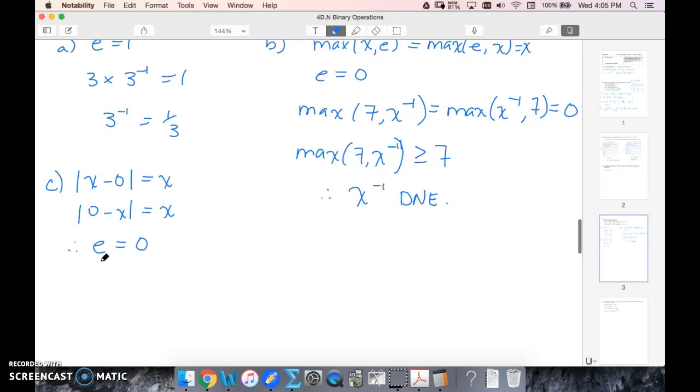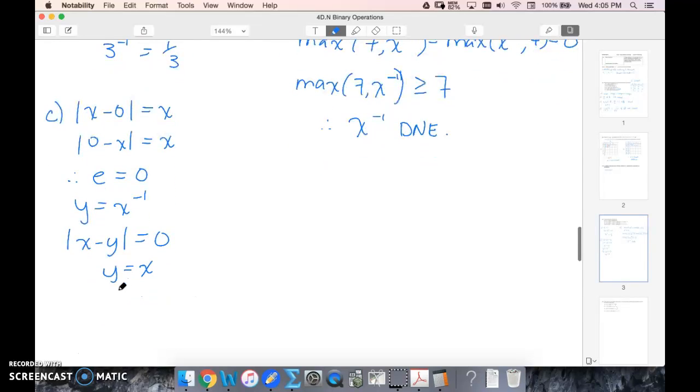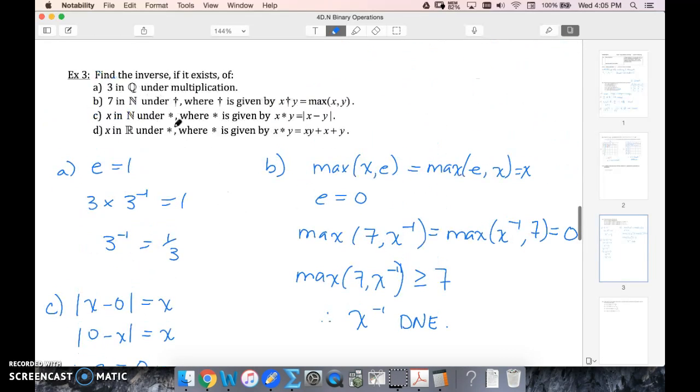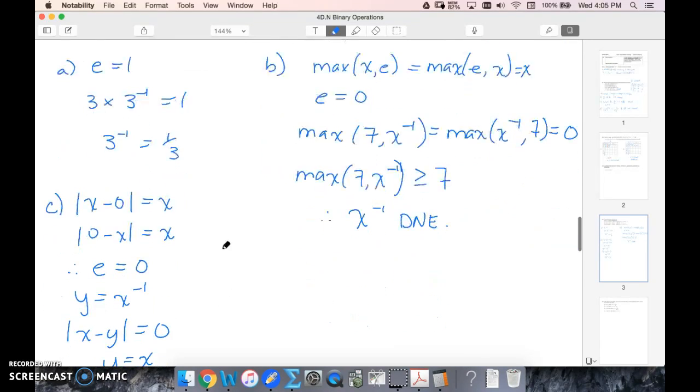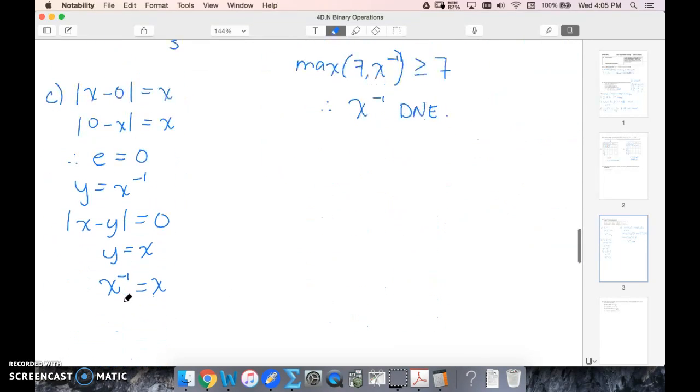All right, so let's let y be our value of x inverse. That means x minus y has to be equal to 0. Well, that means, of course, that y has to be equal to x. So that means that our x inverse is x. So this function, star, is a self-inverse function. So x inverse is equal to x for all x element of our natural numbers.